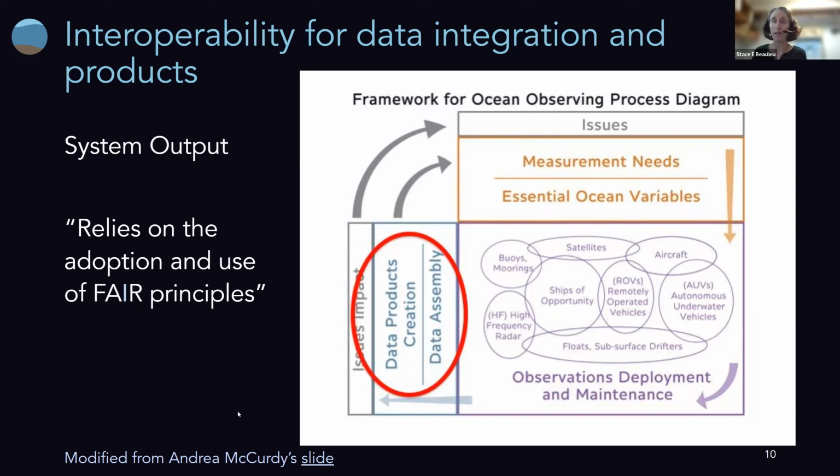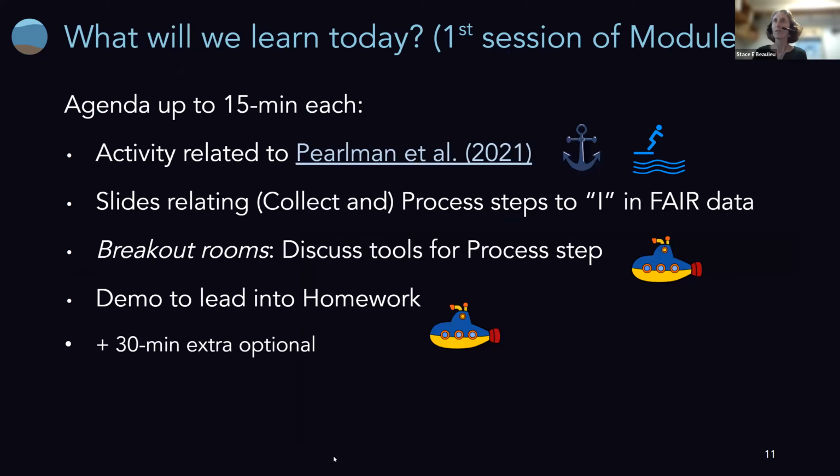The first session of module 3, so we'll have two sessions. They're split into 2 separate hours, 2 separate days, so that we have some homework in between. This first session is split into 4 parts, where we'll start with an activity with the Ocean Best Practices System using our anchoring article by Perlman et al. We'll do a couple of slides to really look into the process step and relating it to the I in FAIR data. The breakout rooms are going to be for discussing tools for the process step. And then we'll do a demo before leading into the homework.